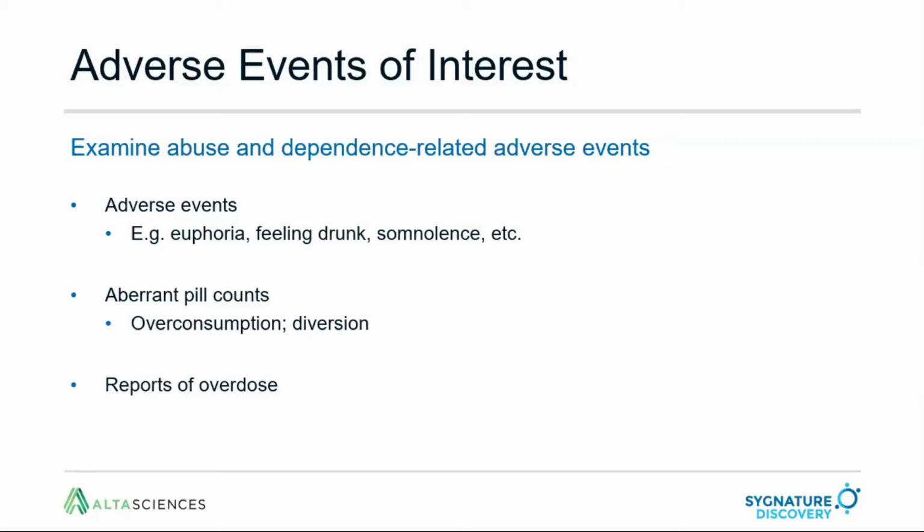Other endpoints of interest include incidences of aberrant pill counts, which could imply either overconsumption or diversion. Hence, proper data collection at the time of study conduct is critical to distinguish between accidental versus intentional overconsumption, for example. In addition, any reports of overdose and details of the event are of importance to include. So ensuring appropriate data capture and monitoring is key to a comprehensive abuse potential evaluation. Next slide, please.